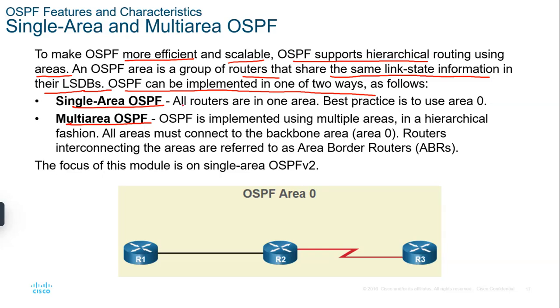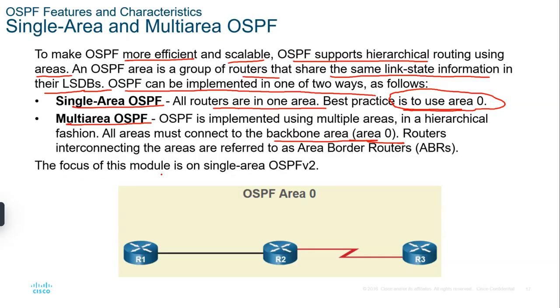So with single area, all routers are in one area. Best practice is to use area 0. If they're in the same area, then you can use area 0. Then when it comes to multi-area OSPF, OSPF is implemented using multiple areas in a hierarchical fashion. So all areas must connect to the backbone area. If you have multi-area, you can have these other areas, but all of them should connect to the backbone area, which is area 0.